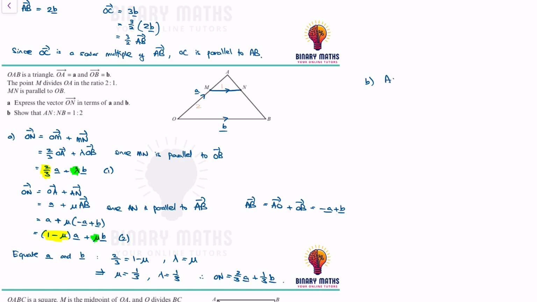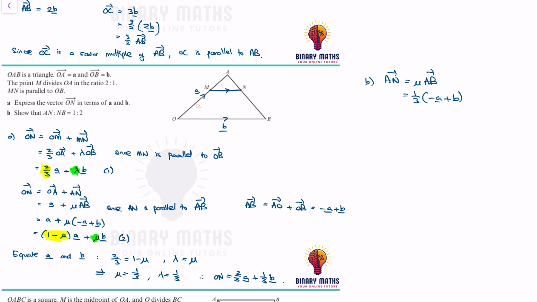So A to N is equal to mu lots of A to B. Mu was 1/3. A to B was minus A plus B, which means it's equal to, let's not simplify it, let's leave it in that form. So it's 1/3 times minus A plus B.